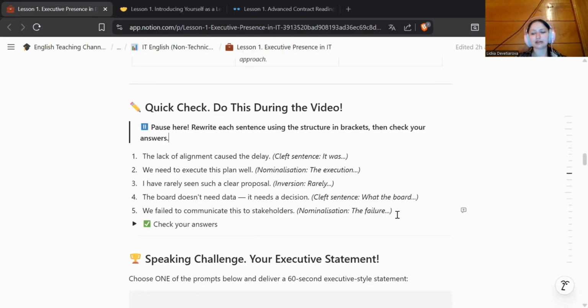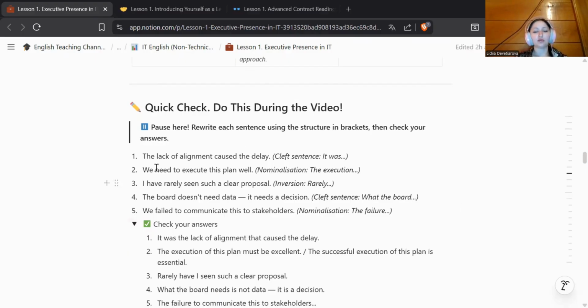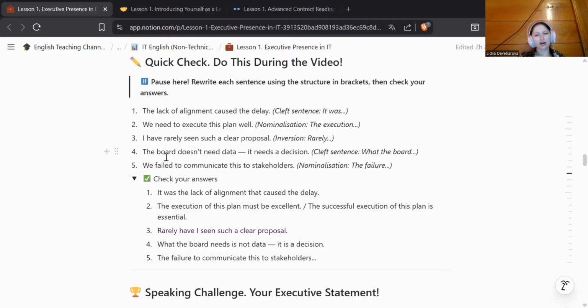Okay, your 20 seconds are up. So let's check it out. The answers in here are one of the possible answers. I'm pretty sure you can create a few options, a few answers for these rewrites. So, the lack of alignment caused the delay. It was the lack of alignment that caused the delay. We need to execute this plan well. The execution of this plan must be excellent, or the successful execution of this plan is essential.